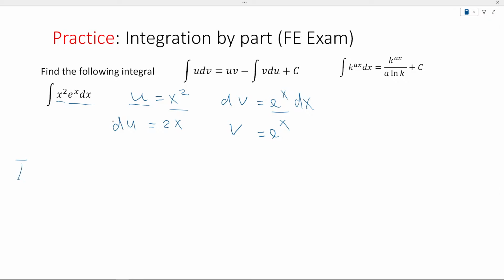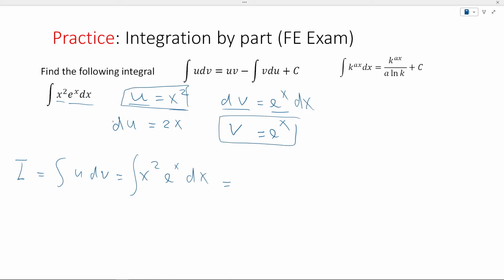So our rule is the integration of u dv, which is equal to, u is x squared, dv is e to the power x dx. That's dv, that's u. The integration of this guy is equal to u times v. So this is my u times v. This is my v. So that's equal to x squared e to the power x minus the integration of v, which is e to the power x, times du, which is 2x.